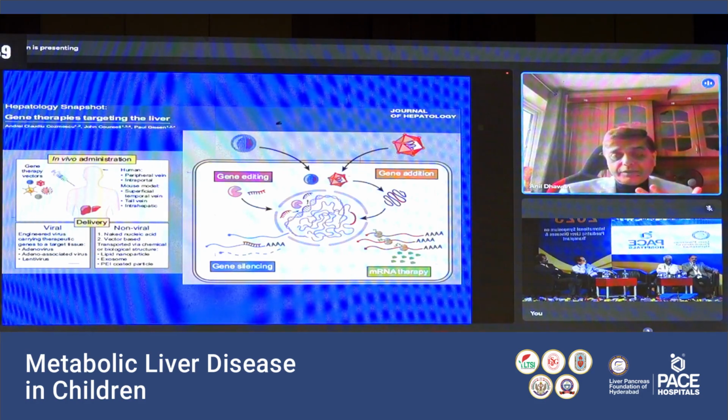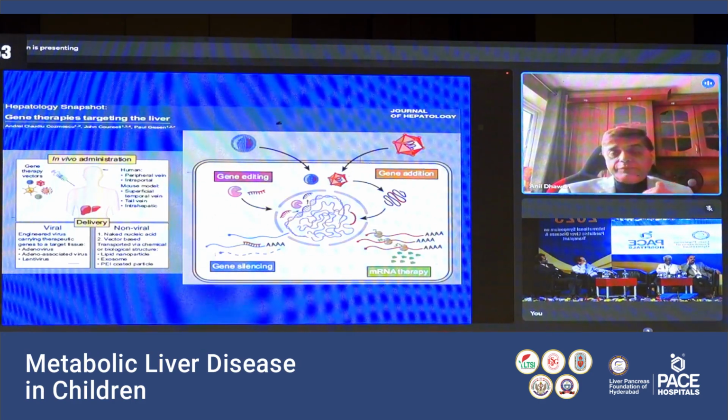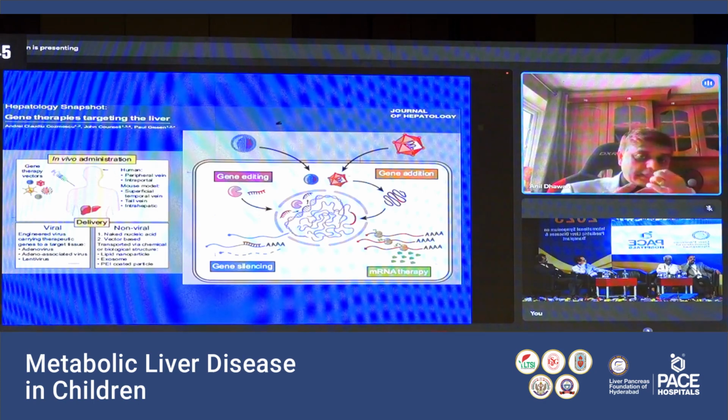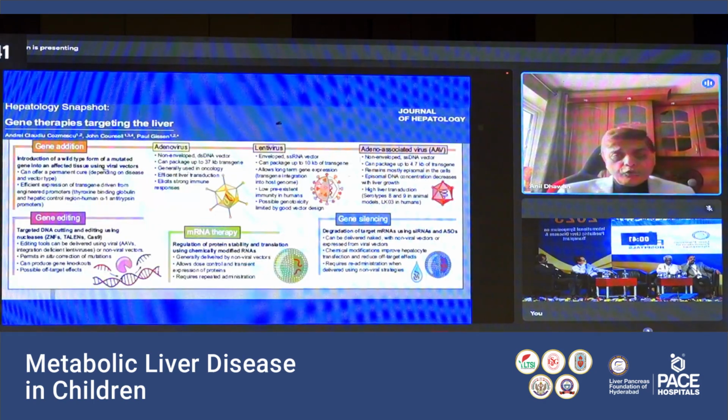mRNA technology, we all learned from our COVID trials how important it was. Now with mRNA therapy, which has become easier, that field is moving very fast also. And for an abnormal gene like in alpha-1 antitrypsin, you can silence the gene so that it doesn't lead to accumulation of alpha-1 antitrypsin. How do we deliver these genes?